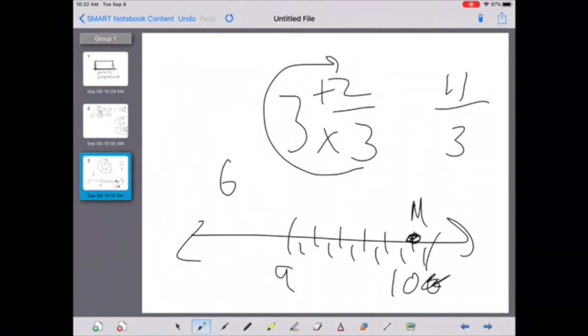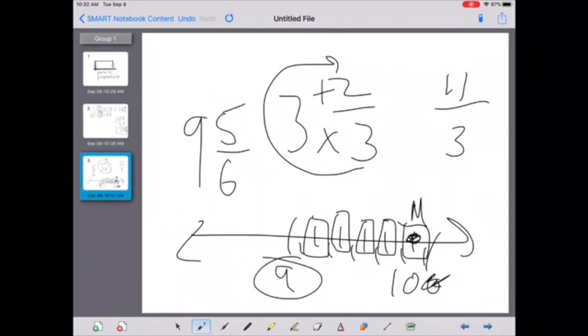Now M is right here. I go back and I count my tick marks. 1, 2, 3, 4, 5. So that makes that my numerator. And then don't forget your whole number. It's 9 and 5/6.